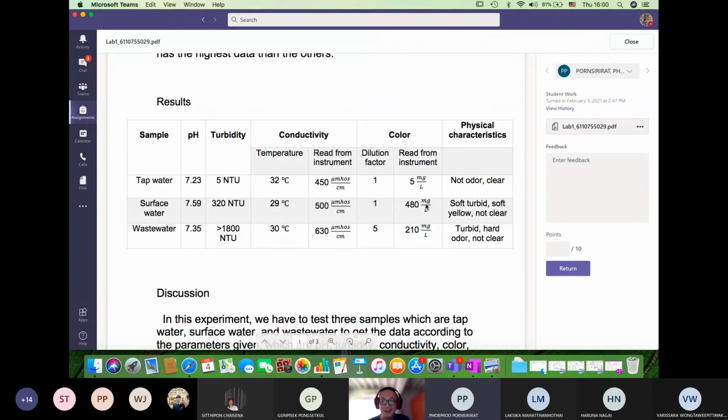The unit of color is units, not milligrams per liter. In fact, for the colors we use the platinum cobalt method. So 1 milligram platinum cobalt in 1 liter will give the color 1 unit. So 5 milligrams is 5 units. So the units you have got from the instrument should be units, not milligrams per liter. So maybe you can correct this one later.